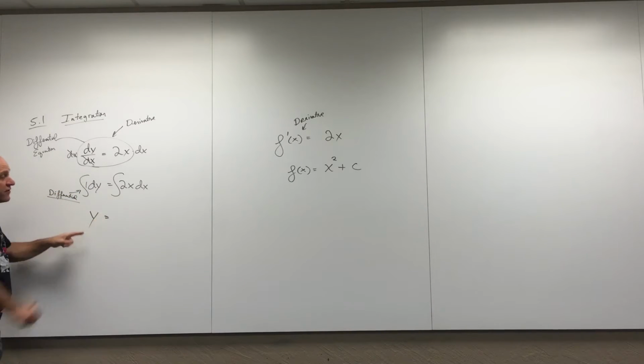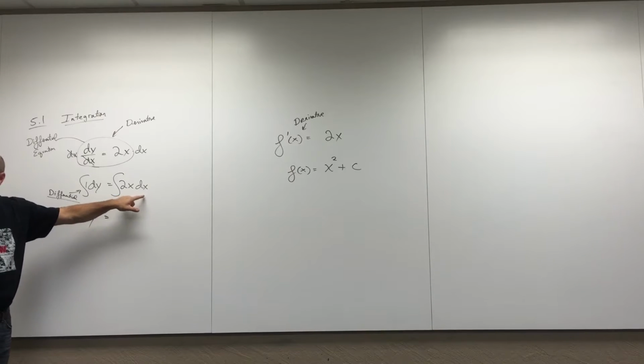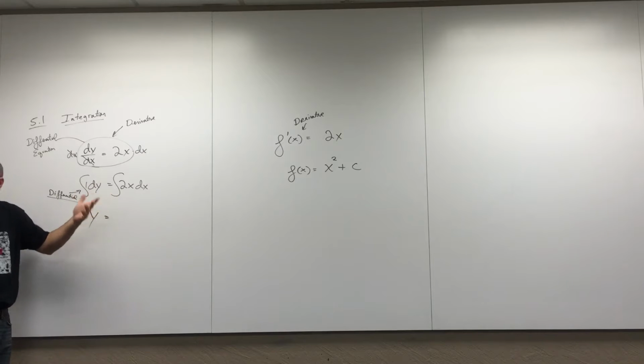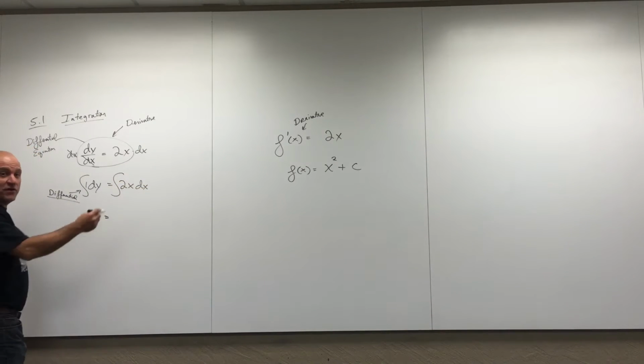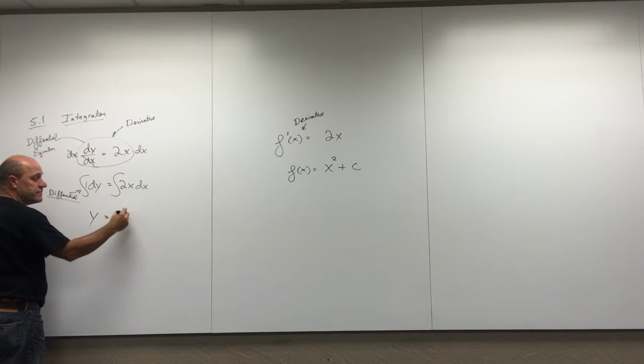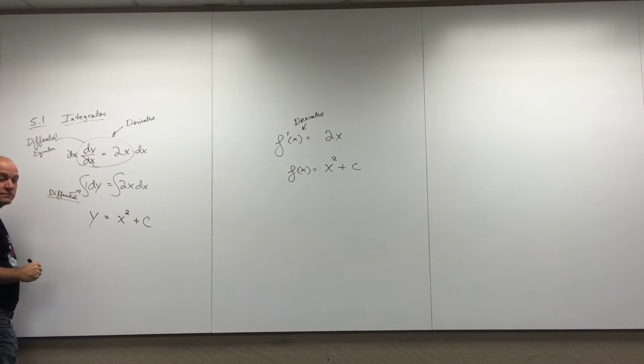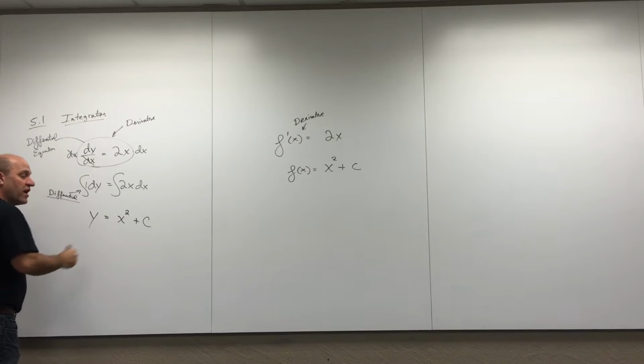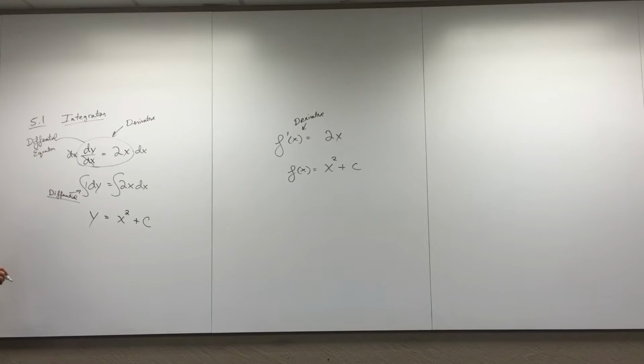On the other side, I'm integrating with respect to x, right? That's what that says. See the dx? The variable is x. And how do you integrate 2x? We already did it in our head a second ago. But we do our power rule. x squared divided by 2. The 2 cancels. The answer is x squared plus c. And we're done. And we solved a differential equation. We used integration to solve a differential equation. Solving the differential equation means find the function y. When we say solve the differential equation, we mean find the function y whose derivative is there. So we did that.